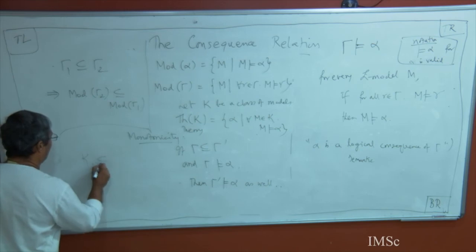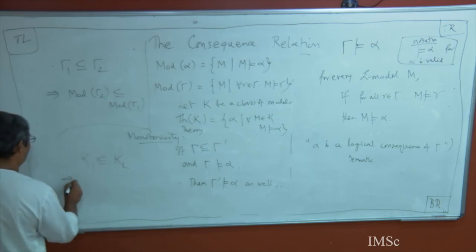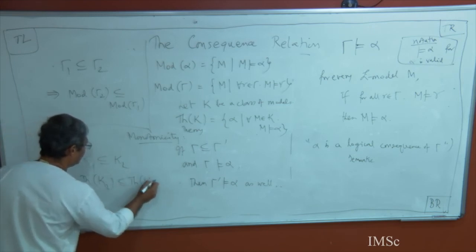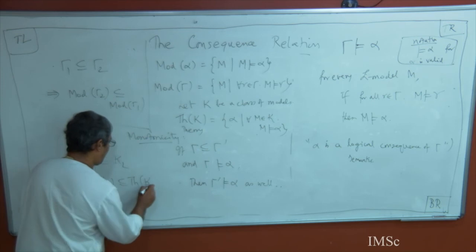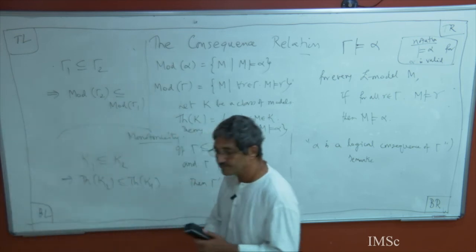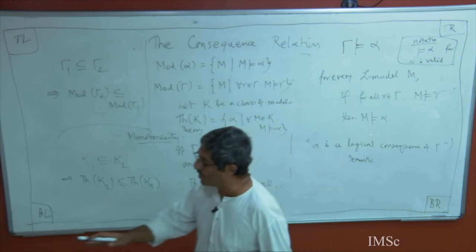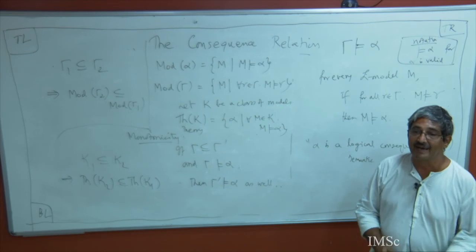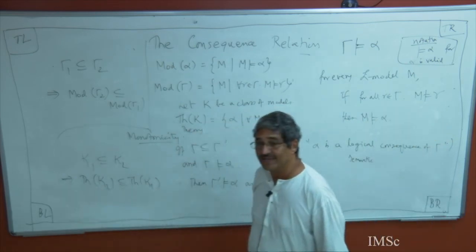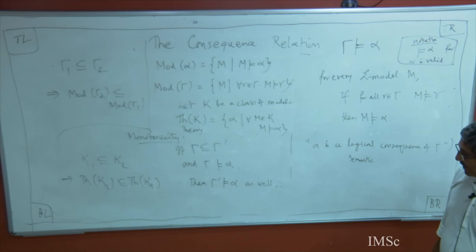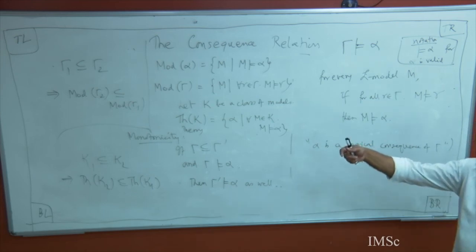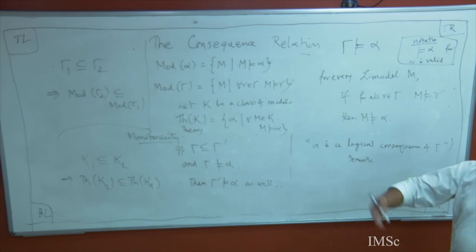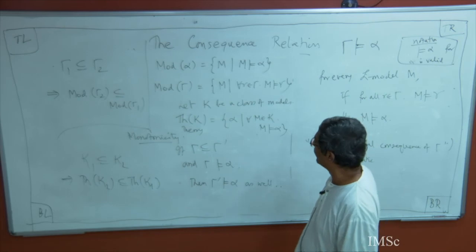Similarly, if kappa 1 is contained in kappa 2, then theory of kappa 2 is contained in theory of kappa 1. The theory map is again anti-monotone, and again it should be easy to see. As the class of structures expands, you are diluting. That's what it really means. Once you have added more structures, you are actually diluting.